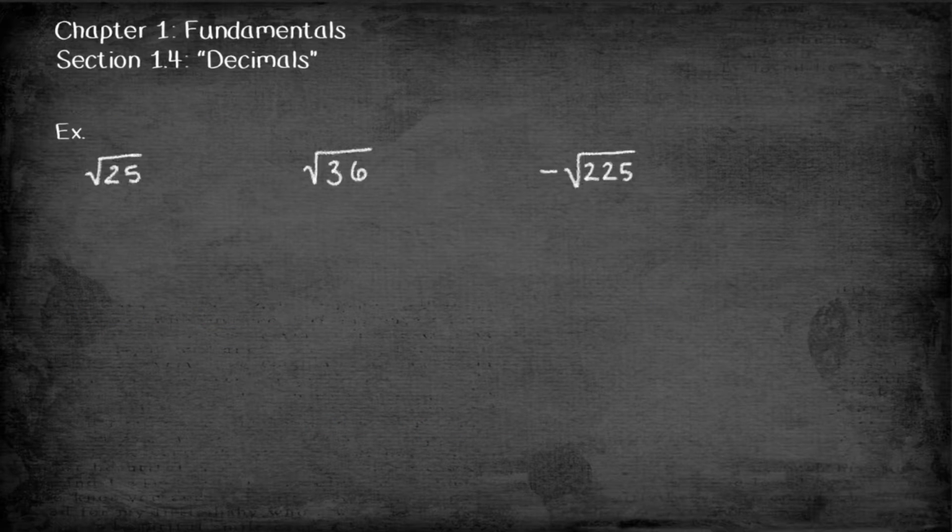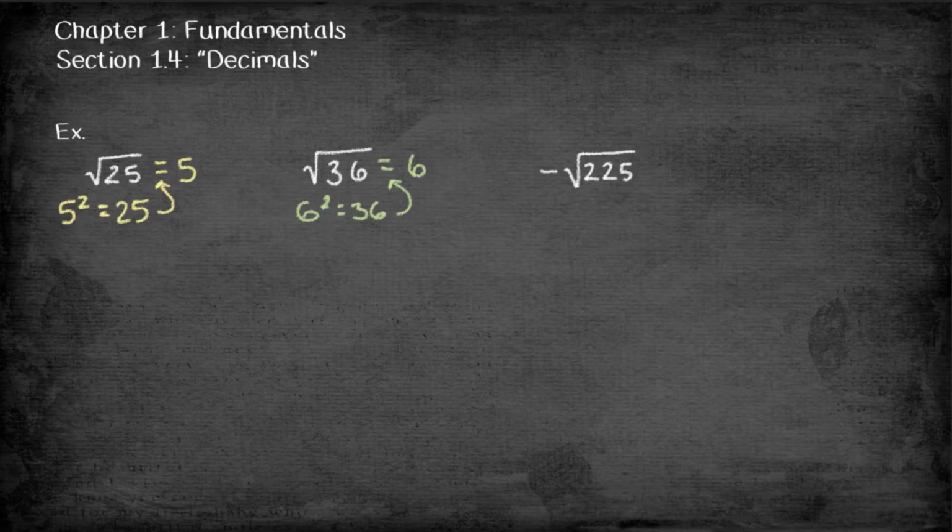For example, if I wanted the square root of 25, I need a number that, when squared, gives me 25. Well, 5 squared is equal to 25. So that means that the square root of 25 is 5. On the same token, if I want to figure out the square root of 36, and keep in mind this is the principal square root, I observe that 6 squared is equal to 36, which means that the principal square root of 36 is 6.